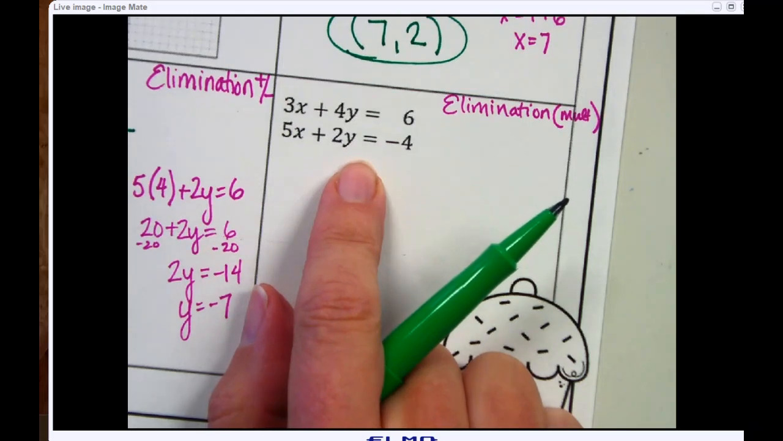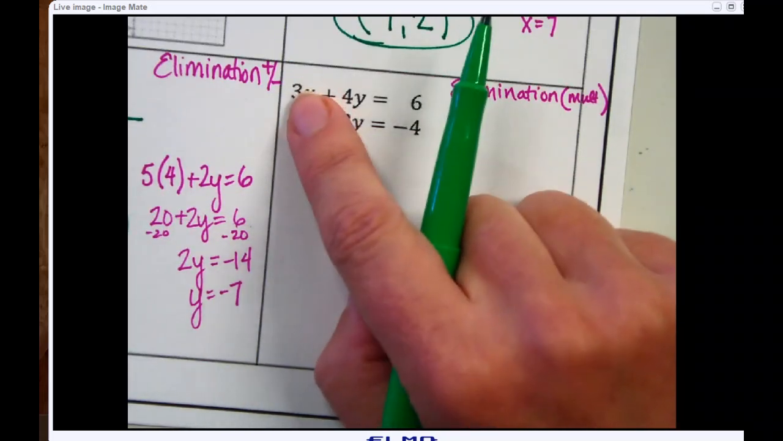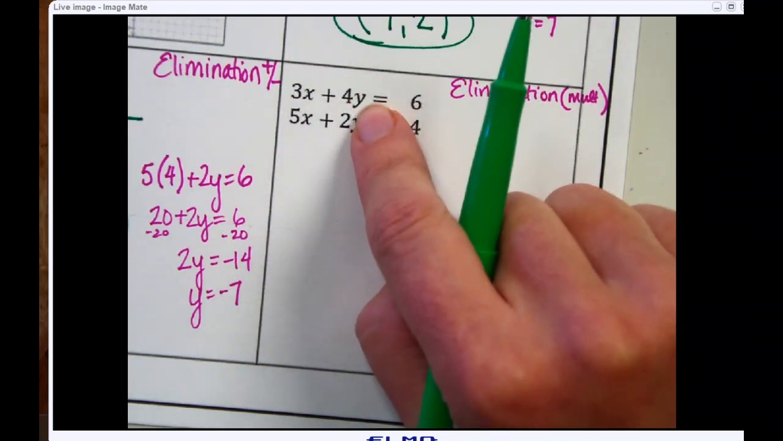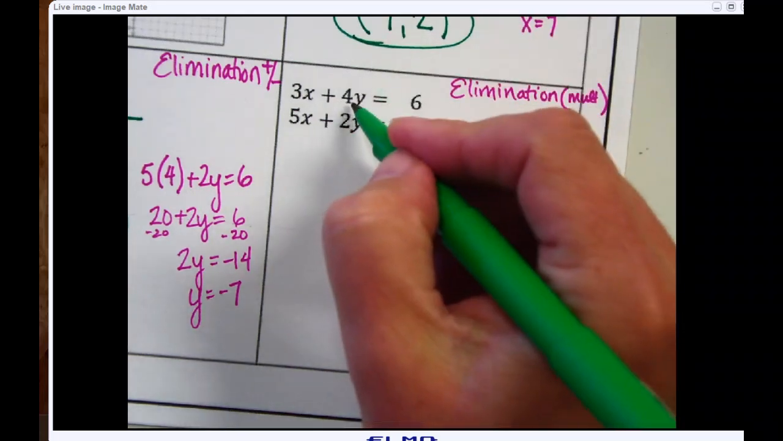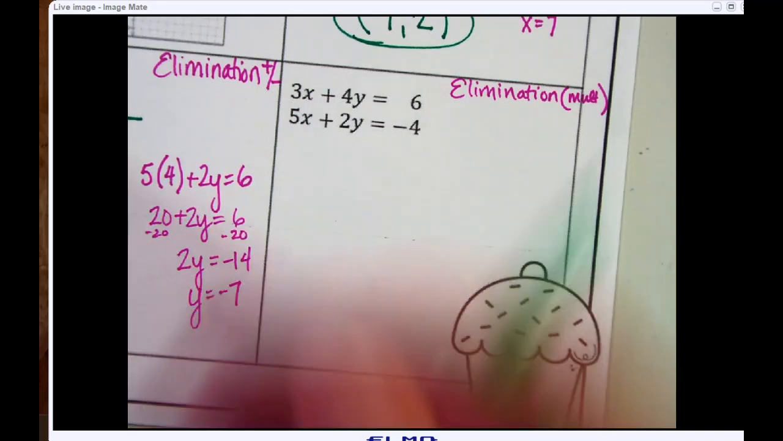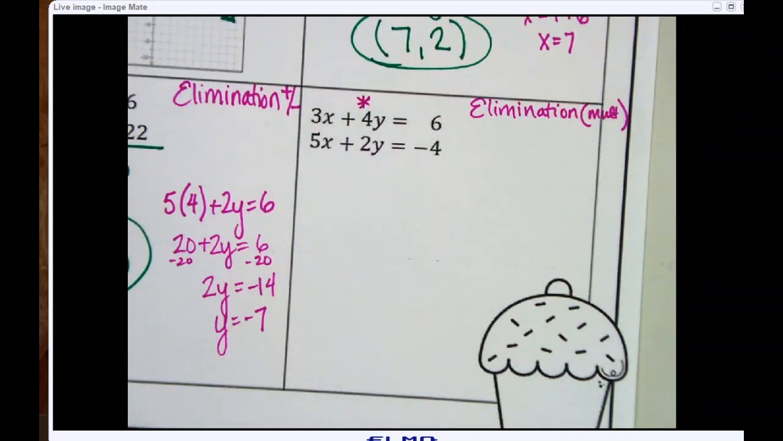What do 3 and 5 go into? 15. What do 4 and 2 go into? 8. Lower. 4. One of them is already a 4. So that's how I decide that I'm going to eliminate y's. I look and I figure out the least common multiple, and I'm going to go with the easy one.